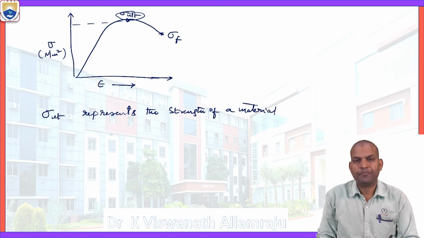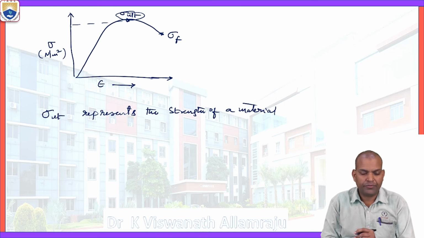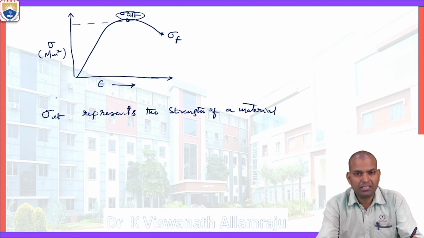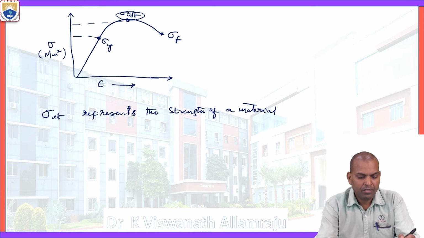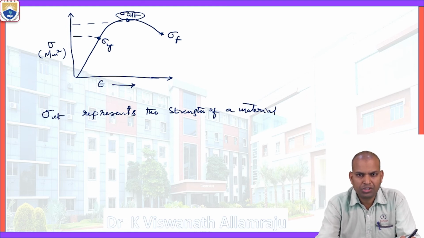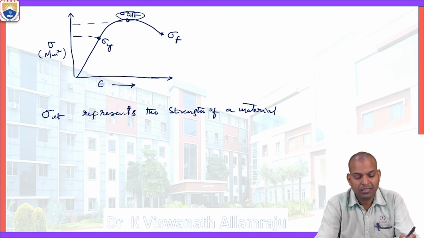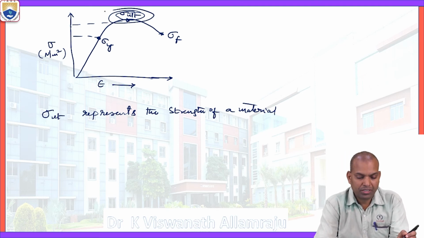Of any material, whereas sigma f represents the failure stress. What is the strength of a material? That is, which stress do we have to consider? Is it proportional to yield point stress sigma y, or sigma f, or sigma ut, ultimate tensile stress? What stress represents the strength of a material? This ultimate stress, sigma ut, represents the strength of a material.